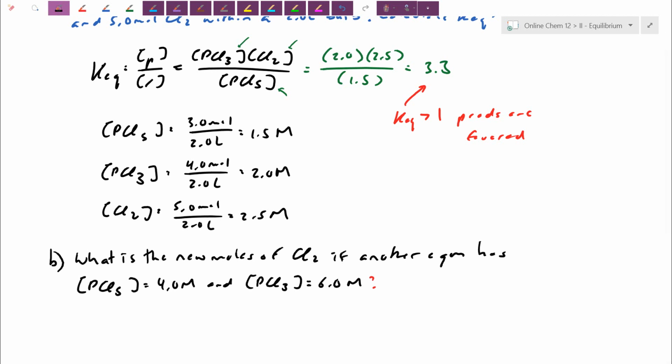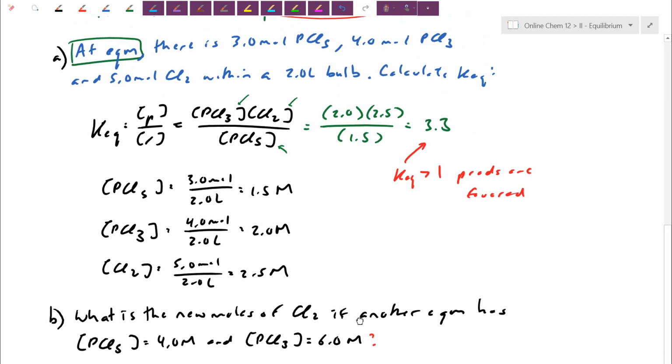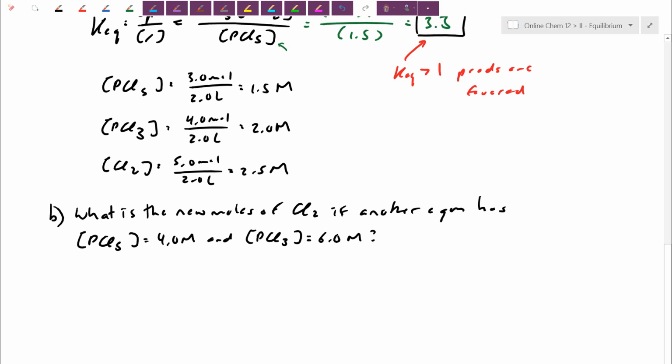So between A and B, I should emphasize here, there was no mention that temperature has changed. You didn't see me sneakily go, oh, that was at a starting temperature and suddenly this is a new temperature, because there's no implication that temperature is different. We can actually make use of this 3.3. This 3.3 will now always give me the relationship between PCl3, Cl2, and PCl5, right? So now it's just a little bit of math. If I just rewrite that expression here, KEQ was the PCl3, Cl2 divided by the PCl5.